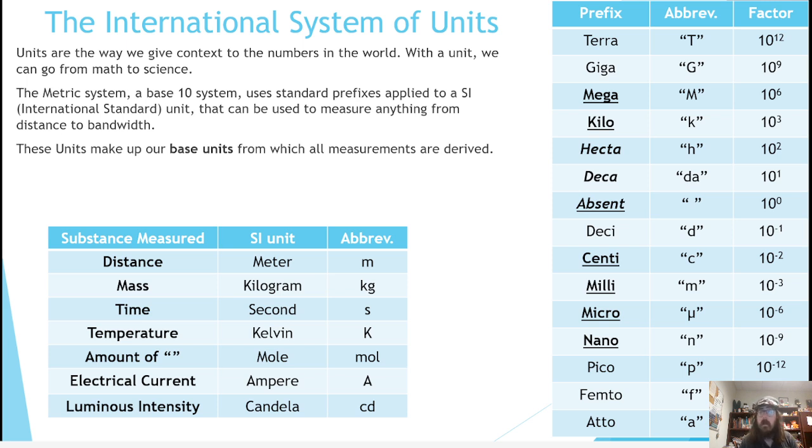For micro, we use the Greek letter mu. It's the only one that is a non-English letter. That is the Greek letter mu, and we use that for the scale below. So I can see a centipede or a millipede with a naked eye, but if I want to see a microbe, I need a microscope, so it's smaller than that.